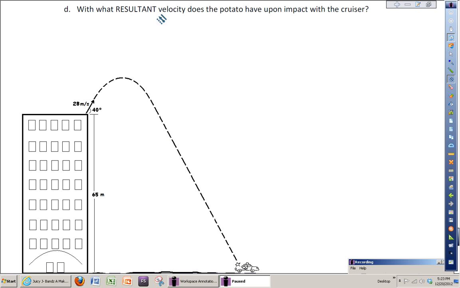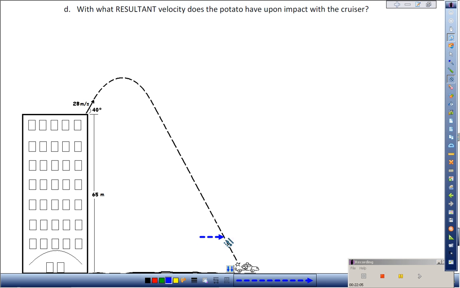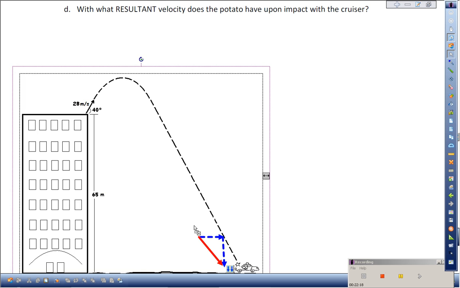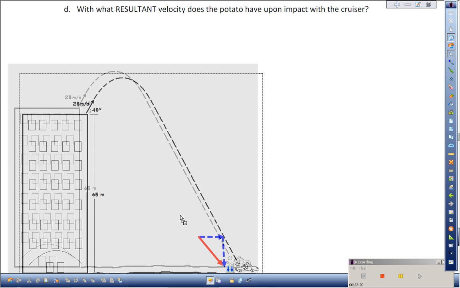This last problem wants to know the resultant velocity that the potato hits the police car with. And I'm okay with D too. It's not as easy as part C, but it's still okay. It's doable. Remember, the resultant velocity is the velocity that this potato has at the moment that it makes impact with the police cruiser. So in other words, we're talking about the resultant from the tail of the horizontal component to the tip of the vertical component when it hits that police cruiser.